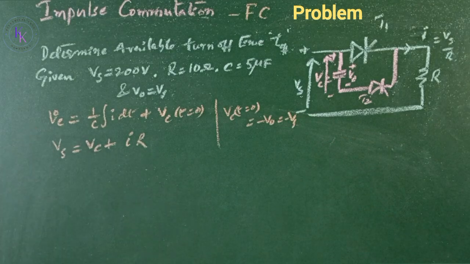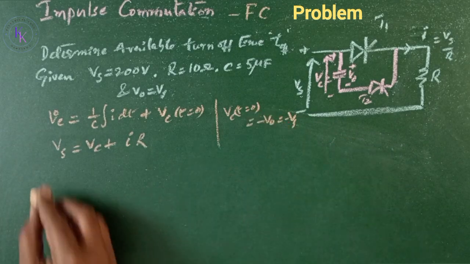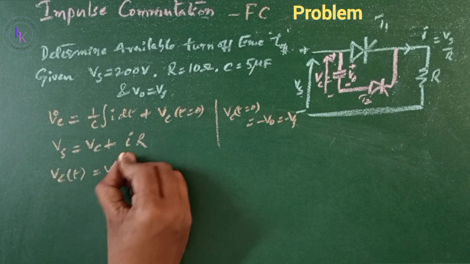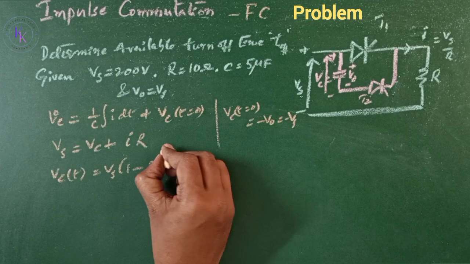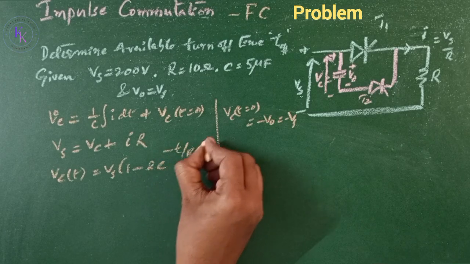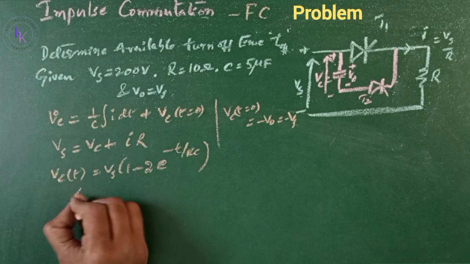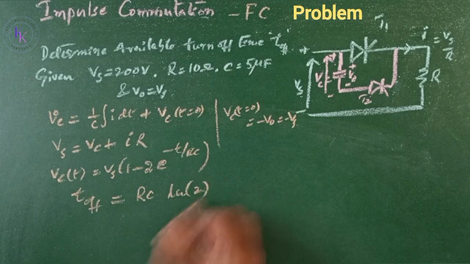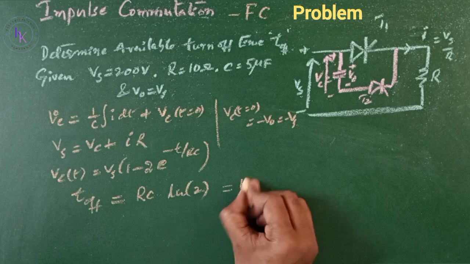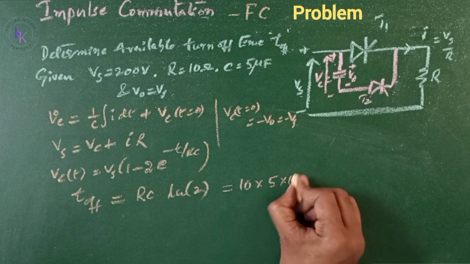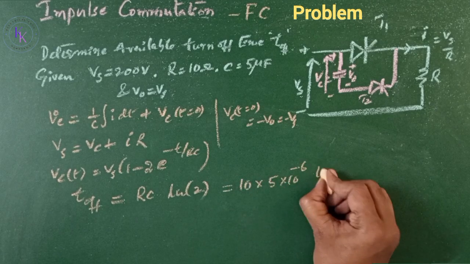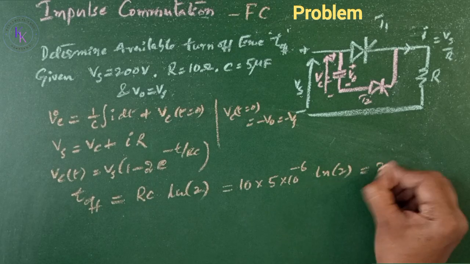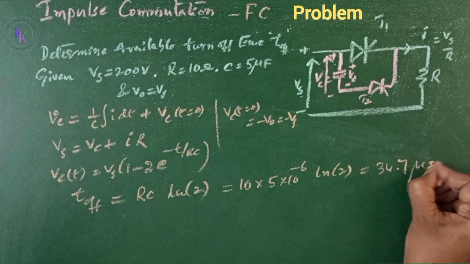For this equation, the solution by using the initial conditions is Vc of t equals Vs times 1 minus 2 e to the power of minus t by RC. The turn off time T off equals RC ln of 2. Substituting in this, you will get 10 multiplied by 5 times 10 to the power of minus 6 ln of 2. Now when you calculate this, you will get 34.7 microseconds.